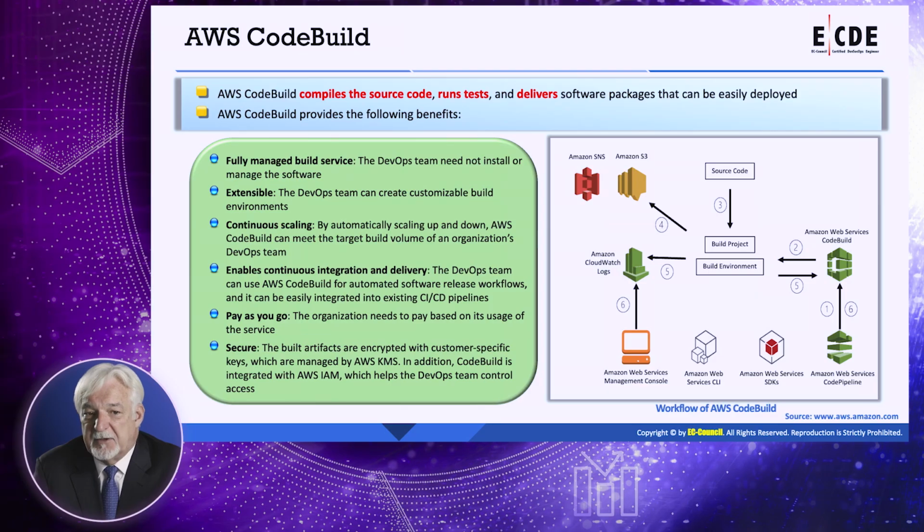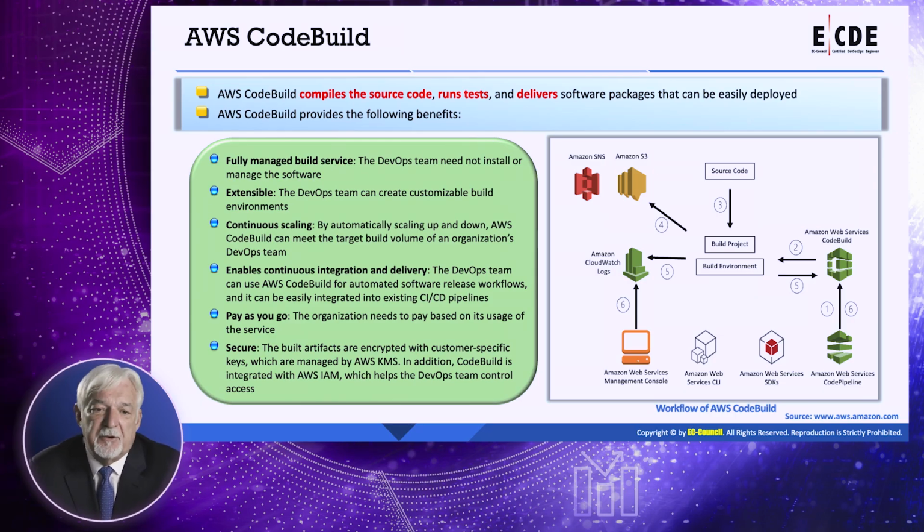It enables continuous integration and delivery. The DevOps team can use AWS Code Build for automated software release workflows, and it can be easily integrated into existing continuous integration and continuous delivery pipelines. One big thing is it's pay-as-you-go. It's based on your usage of this service. So it's not a single fee where you hope that you use it at some point.